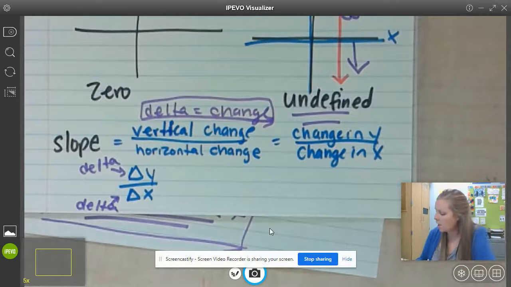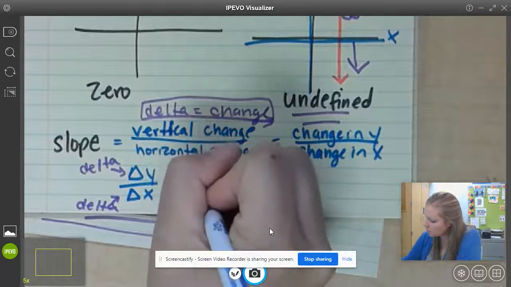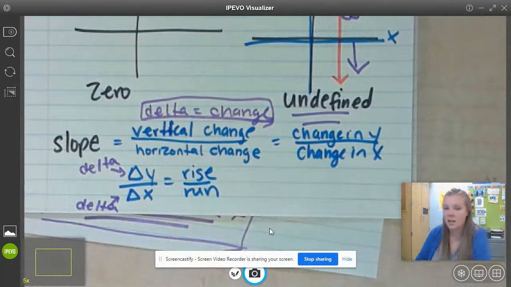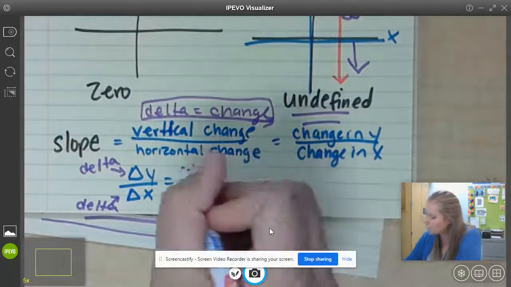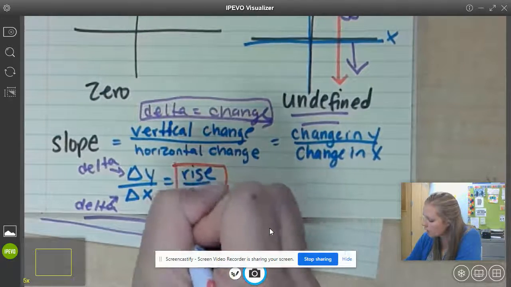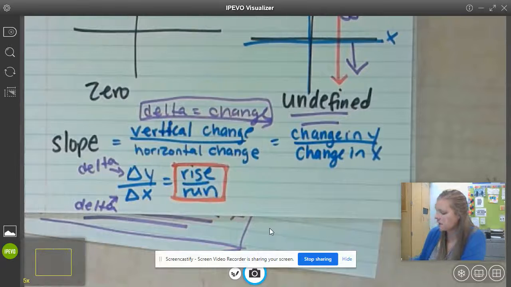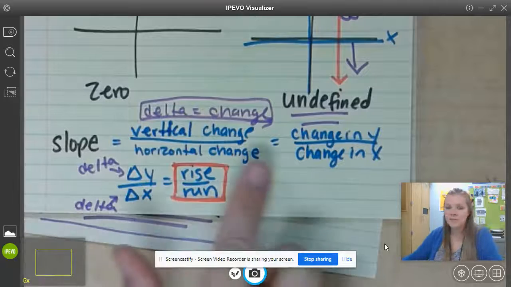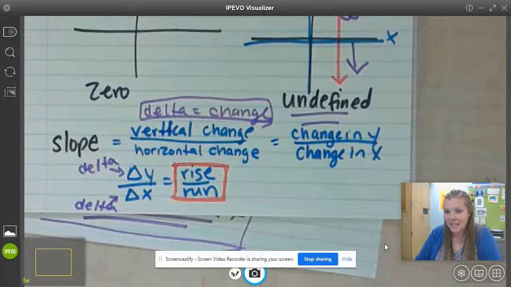Another way of thinking about slope is that it's the rise over the run. This is what we're going to be talking about a lot, the rise over the run. I'm sure that you heard about this in the 8th grade last year. The rise, how much we go up and down, over the run. These are all different ways of saying the exact same thing.